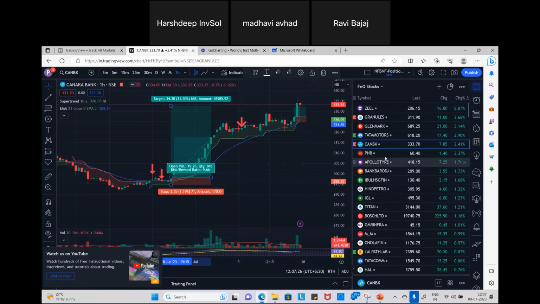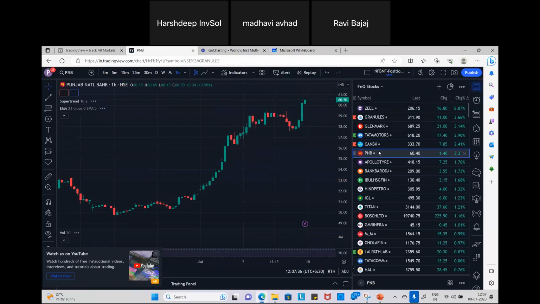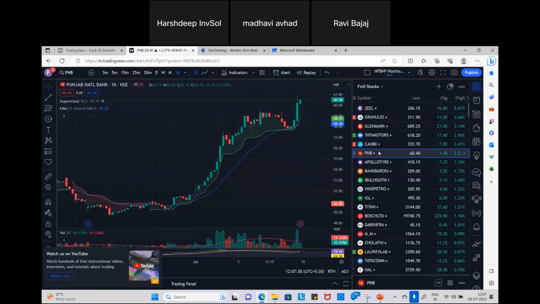Now in the recent past I had clearly said that all PSUs and PSEs are doing good. So this is your PSU bank, another Canara Bank. Just look at this. Same just like Canara Bank, right? Here also the same thing has happened. Just look at this. It came below this moving average, but here is not our entry. Our entry is here.